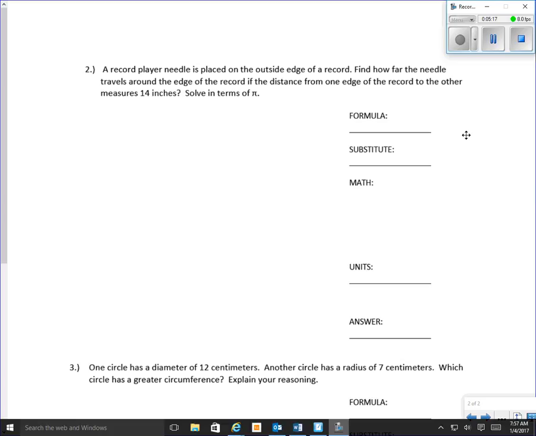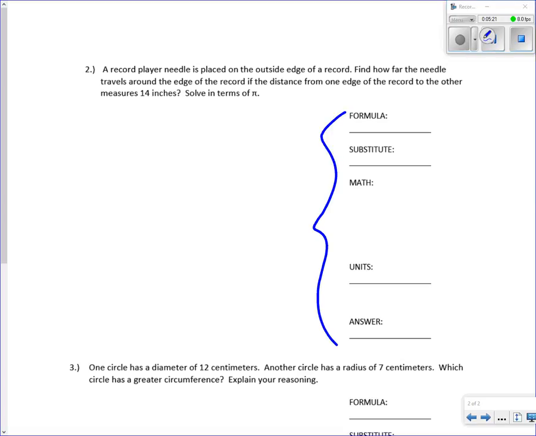So we're going to be really focusing this year on these things right here. So make sure that you get used to writing all of them as you're solving on quizzes and tests and homework and things like that.